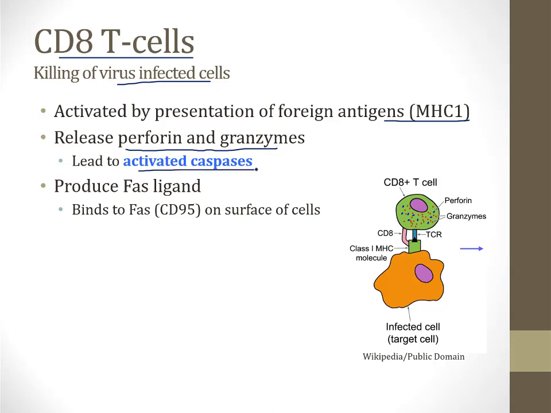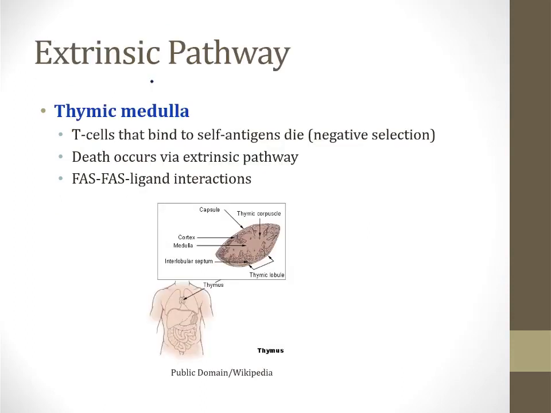But in addition, CD8 T cells produce the Fas ligand, and that can bind to Fas or CD95 on the surface of virally infected cells, and this also can activate the extrinsic pathway of apoptosis so that the cell infected with a virus will die. Another example of the extrinsic pathway is the thymic medulla, and we mentioned this earlier. T cells that bind to self-antigens in the thymus will die.